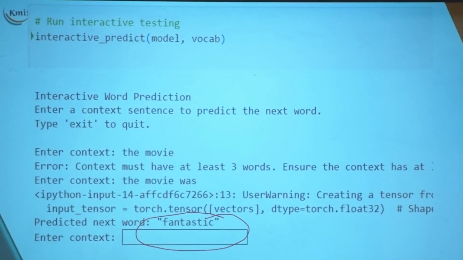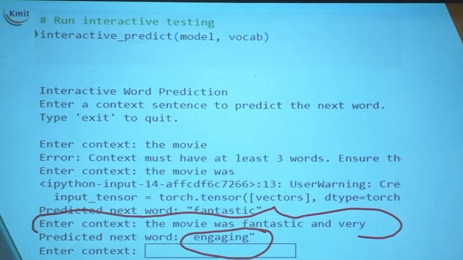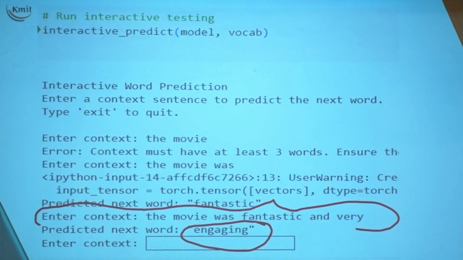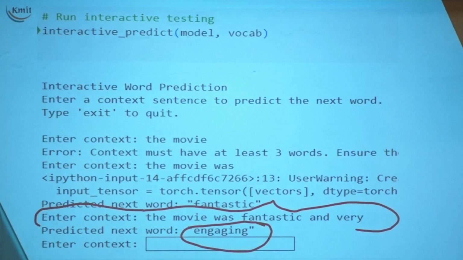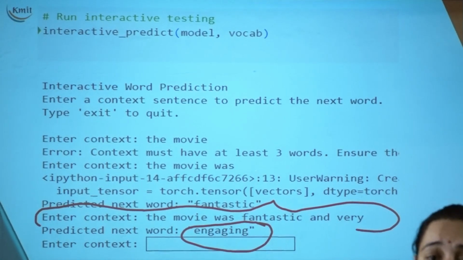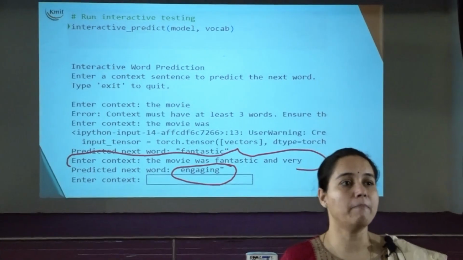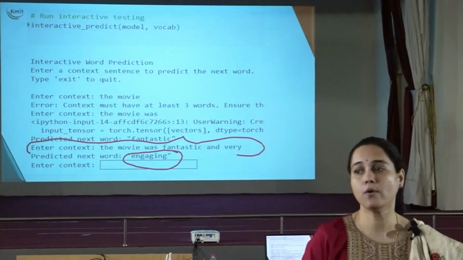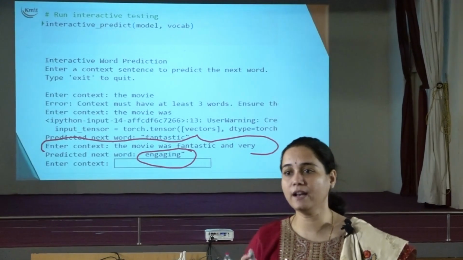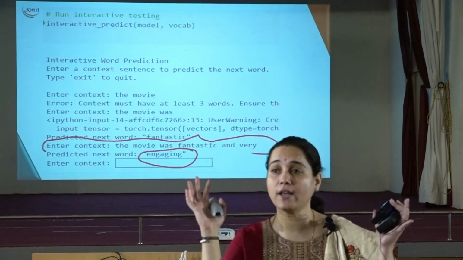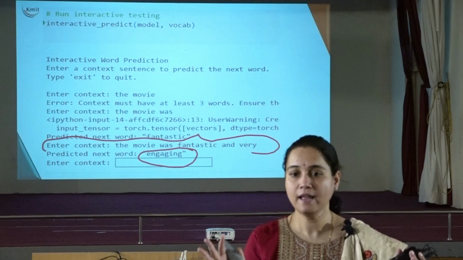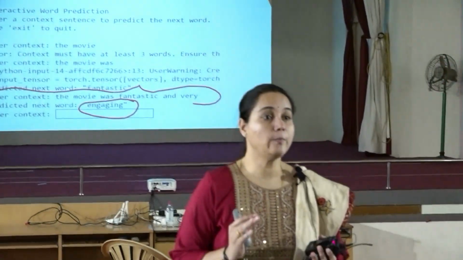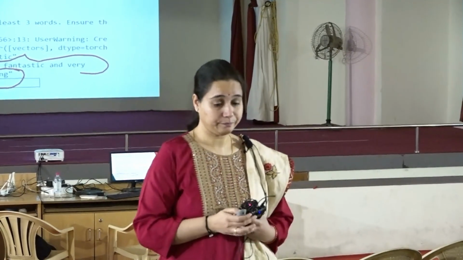Fantastic. Now, I gave a bigger sentence: "The movie was fantastic and very." What is the prediction? But it could internally take only 3 context vectors and predict the output. Clear enough? So that was your overall building of the LSTM model to predict next words.